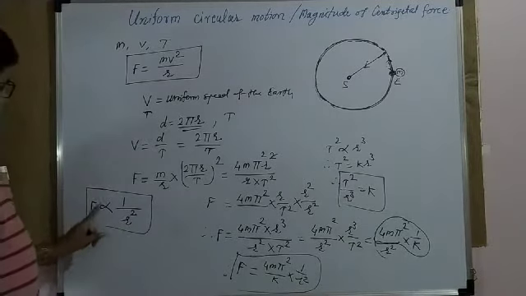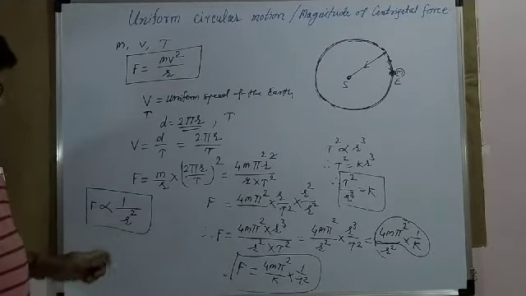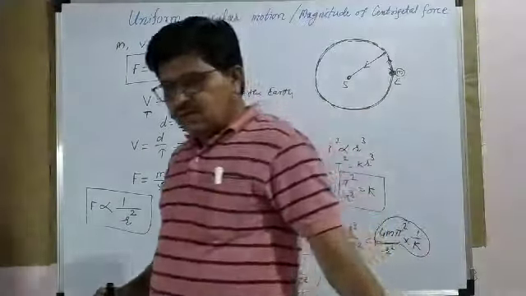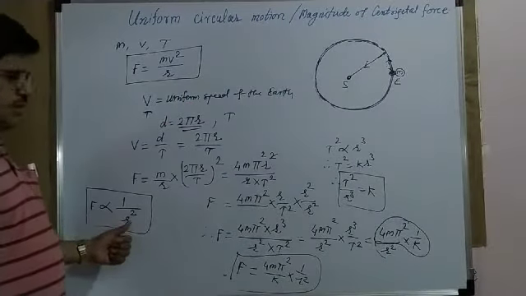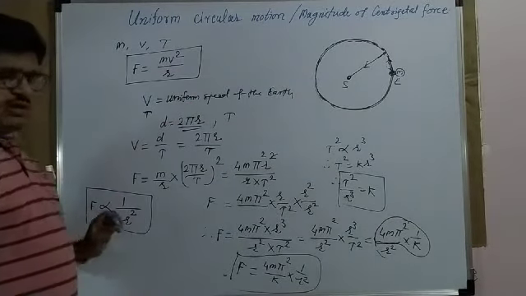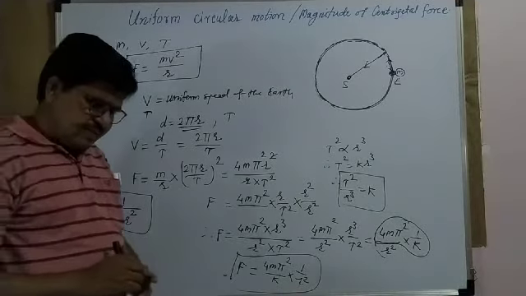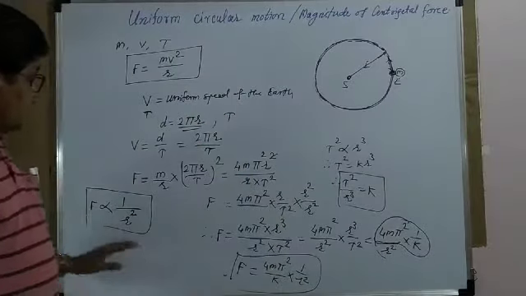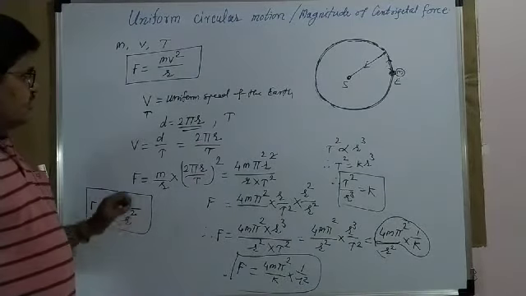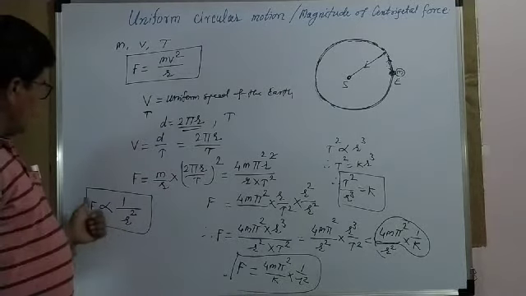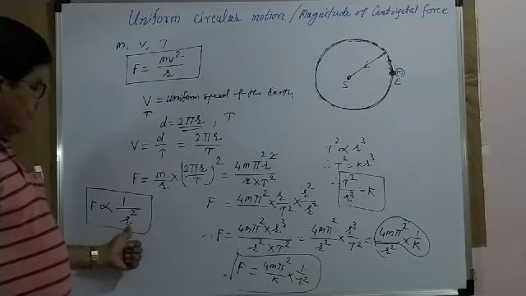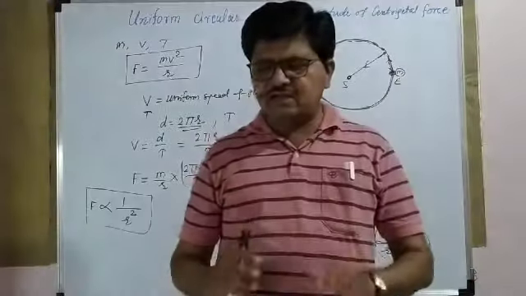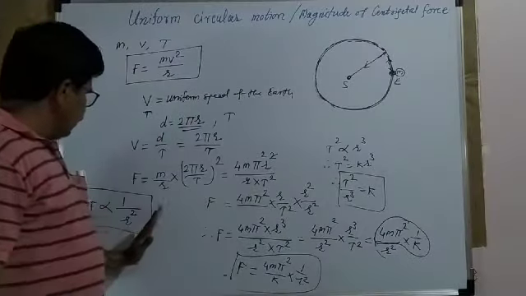That means the centripetal force is inversely proportional to the square of the distance between the object and the center of that circle, the earth and the sun. This is nothing but the inverse square law of gravity. That means from this Newton concluded that the centripetal force is responsible for the circular motion, and that centripetal force is inversely proportional to the square of the distance between the planet and the sun, or between the earth and the sun.